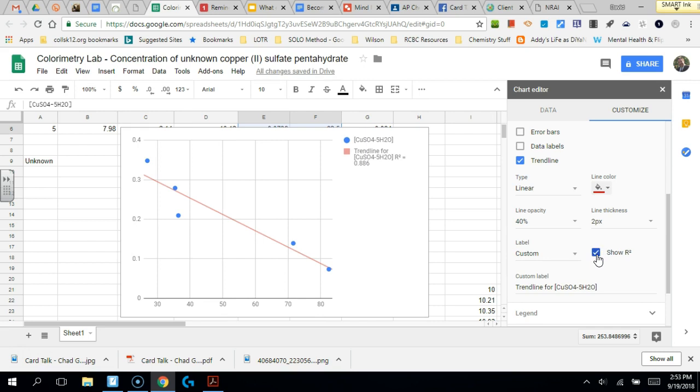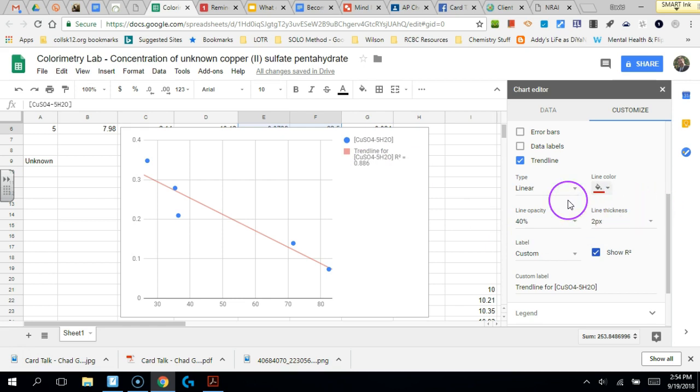Now, here's the thing, the R² value is important to us because the R² value tells us how good our data is. An R² value is a statistical thing that I'm not going to go into how to calculate, but it's a rating from 0 to 1. If the R² value is 0, that means your data is horrible, there's no trend, there's no correlation at all. The closer it gets to 1, the better your data is. So if we look here, we have an R² value of 0.886. So that's pretty good for this data.